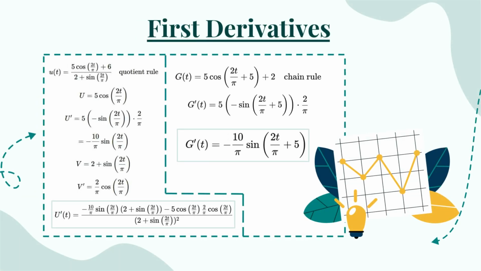I used the quotient rule to find the first derivative of U of t. After simplifying, I got the derivative, which I used to find critical points and see where unemployment rises or falls. For G of t, I used the chain rule. The first derivative of G of t helps identify where the economy is speeding up or slowing down.